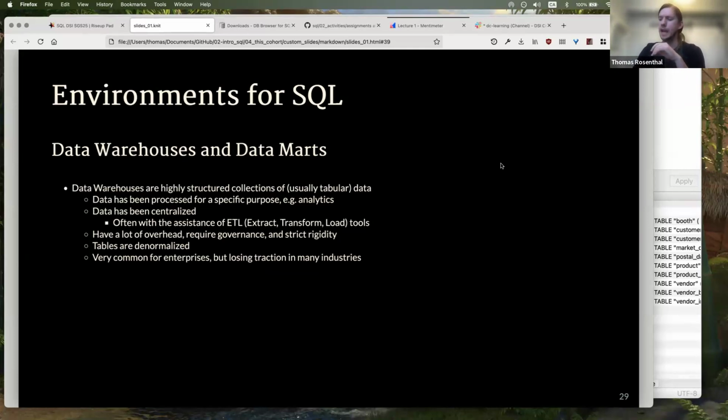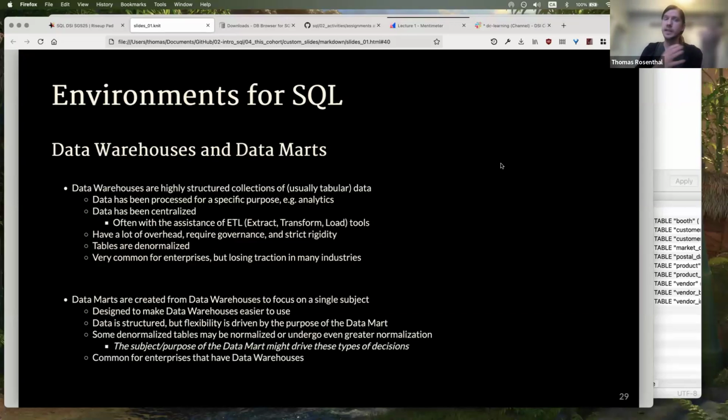A lot of big organizations have data warehouses that they built a couple of decades ago, and they're slowly moving away from them. But it took them 10 years to build it, so they feel some attachment to it. They're super useful when they're built well.